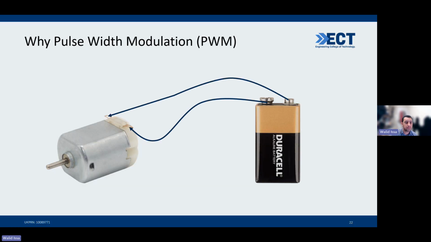Now let's talk about PWM. PWM is very essential knowledge in converters. Okay, you can't make any power electronics converter without knowing what PWM is. And to just understand what PWM is, you have a motor and you have a battery. You want to supply that motor with that battery, you just wire it like this.